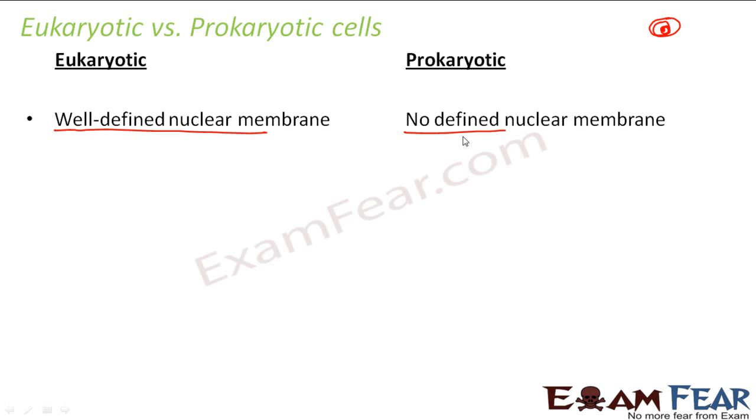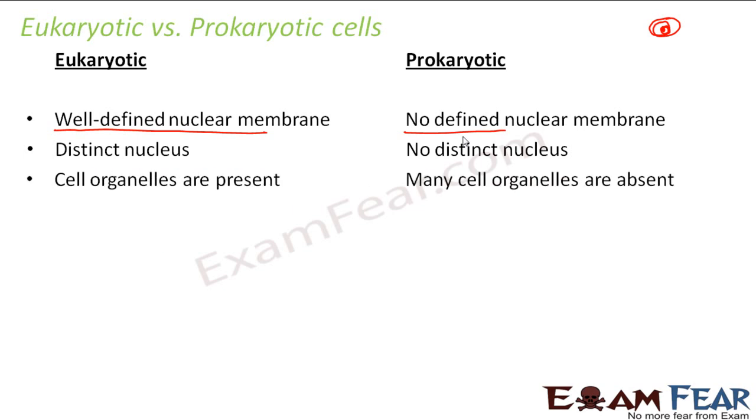That is why we are discussing these two categories of cells, because they have been categorized based on a nuclear membrane. Next, in eukaryotic, we have a distinct nucleus. But in prokaryotic cells, we do not have a distinct nucleus because, as I said, everything is scattered here and there. Cell organelles are present in eukaryotic cells. In prokaryotic cells, many cell organelles are absent. In eukaryotic, most of the cell organelles, right now we have not spoken about any of them, but generally all cell organelles will have an individual membrane of their own. But in prokaryotic, there are many cell organelles which are not at all present.